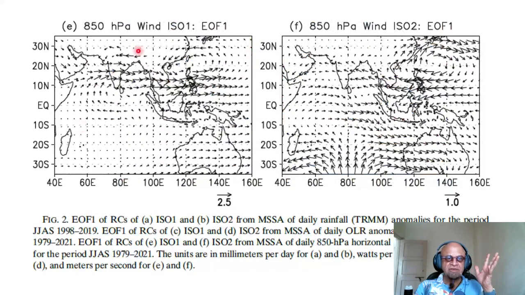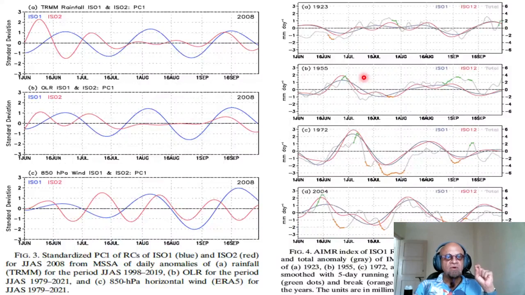And the circulation associated with that, there is an anticyclone here and a cyclone there, whereas the ISO 2 has anticyclonic circulation. Okay, so this is TRMM rainfall ISO 1, ISO 2, just arguing that if you look at different years, 2008, various things looked at in terms of rainfall, OLR and 850 hectopascal winds.